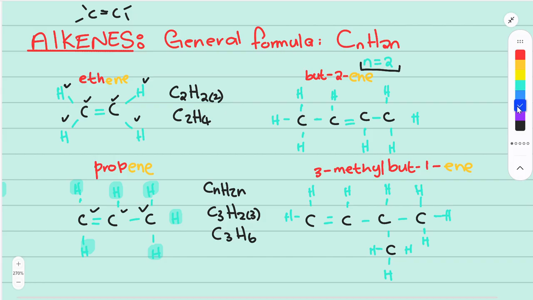And then now when it comes to this molecule here at the bottom, we have 3-methyl but-1-ene; we will be covering naming in the other videos. So now let's check if the general formula works for this one. So as you say, the general formula is CnH2n.